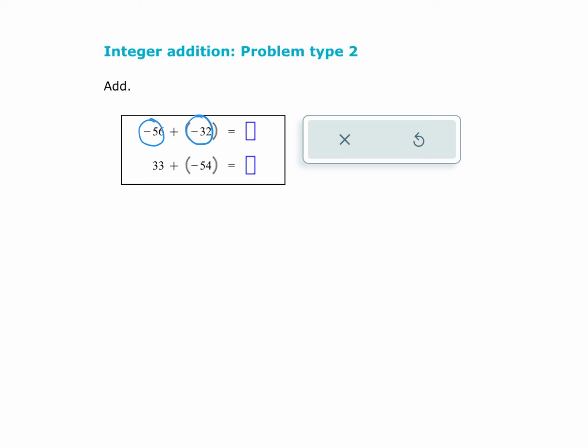So there's not any canceling out going on, so I just need to take my 56 negatives, combine it with 32 negatives, and I would have altogether 88 negatives, and don't forget to put the negative sign in front of it.